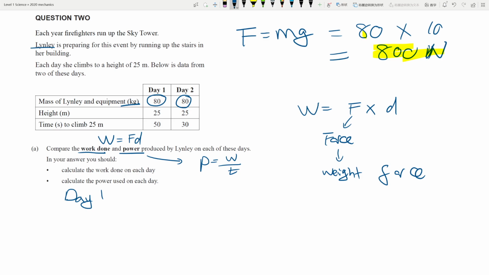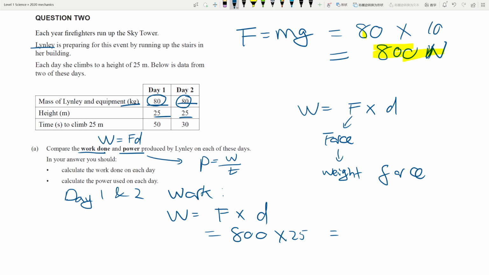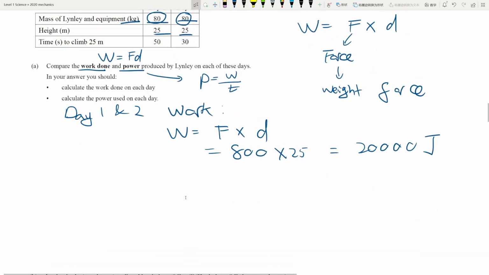Now let's calculate the work done. Actually, it's the same on day 1 and day 2, because it's the same person, 80 kilograms. She climbed the same height, 25 meters. Work equals force times distance, which is 800 times 25, which is 20,000 joules. The unit of work is joules because it's energy. So the work is the same.